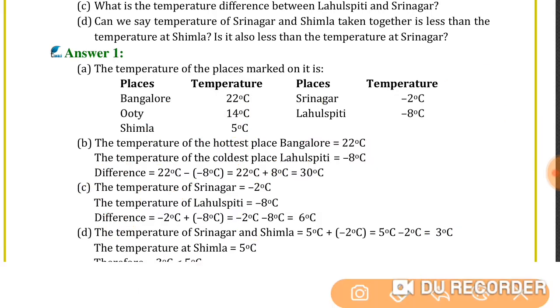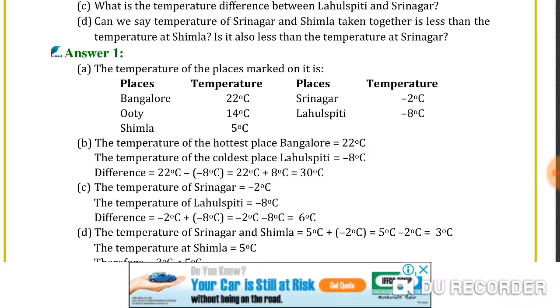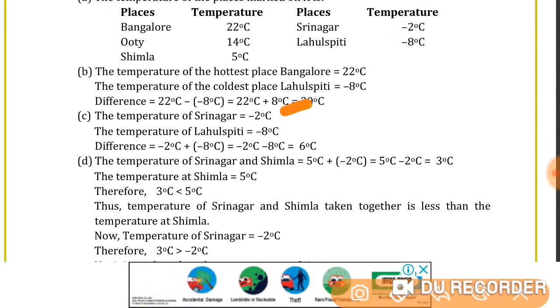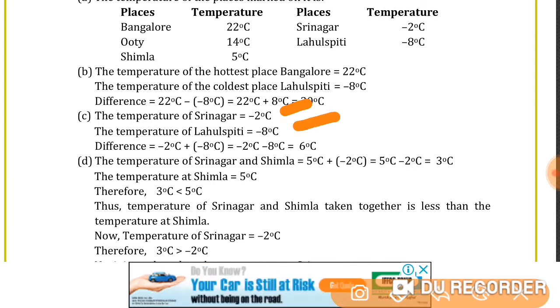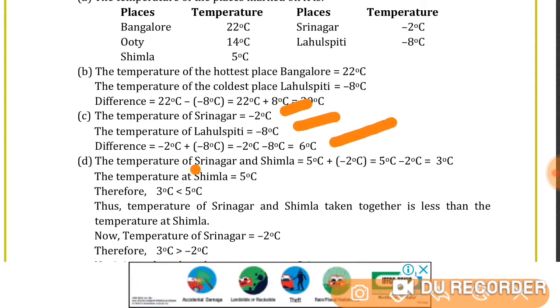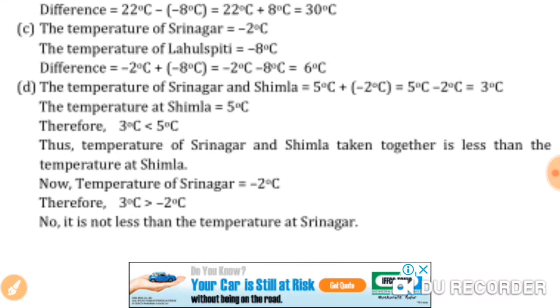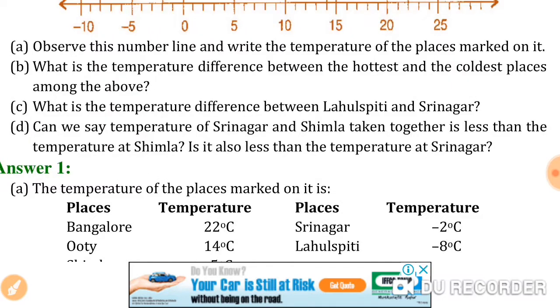So here I have written the temperature of Srinagar is minus 2, the temperature of Lahul Spiti is minus 8. So difference, same thing I have written. So that is your 6 degree. Then go for the D question.